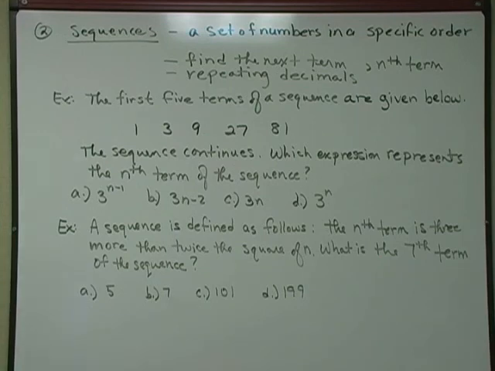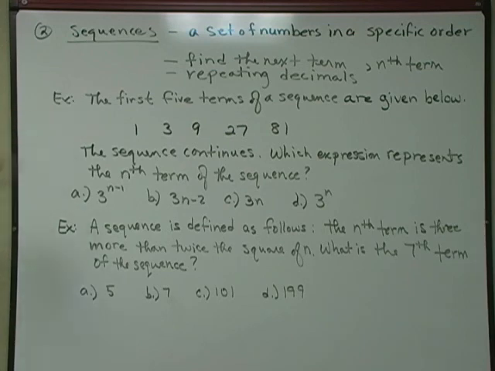All right, let's consider sequences. A really easy definition of a sequence is a set of numbers in a specific order. So in these types of problems, we're going to be finding typically either the next term in the sequence or the next couple of terms. We might be finding the general term or the nth term. And we might even be using that because of repeating decimals to find a particular value in a specific spot on a repeating decimal. So we'll try some examples here.